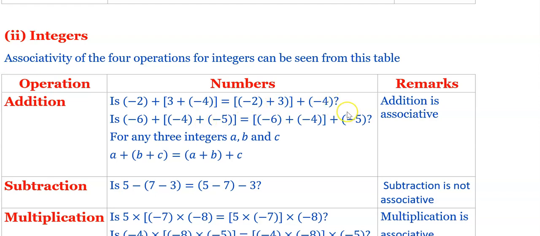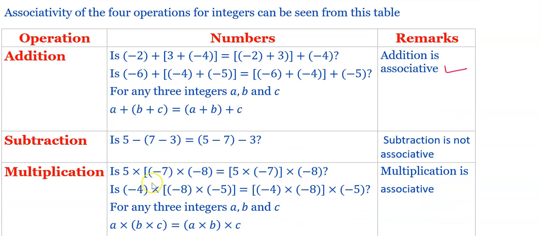You will get the same number, same addition, and therefore for any integers a, b, c, a plus (b plus c) is equal to (a plus b) plus c. Therefore we say that addition is associative. What about subtraction? Here subtraction is not associative for the set of integers.